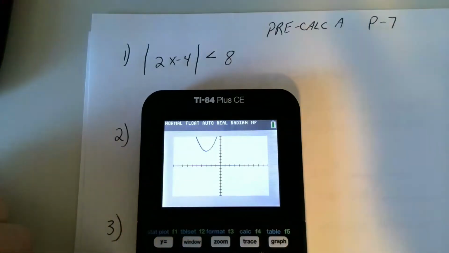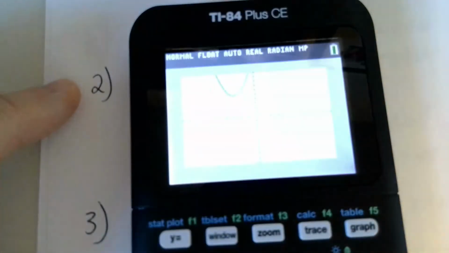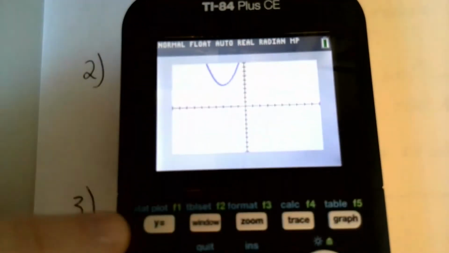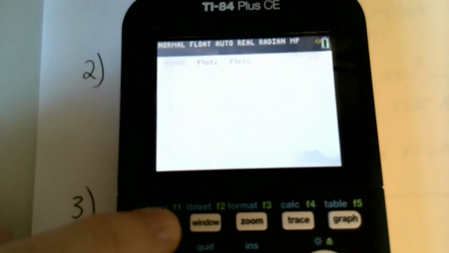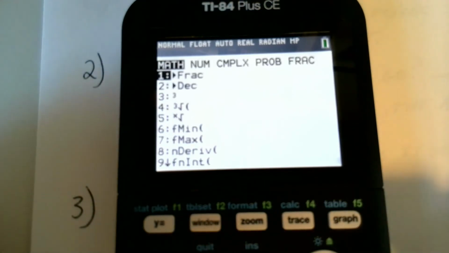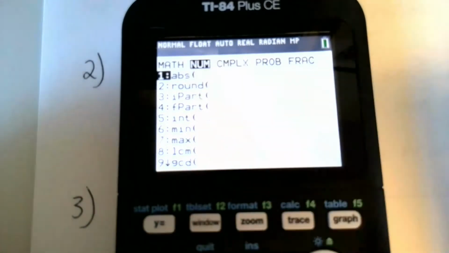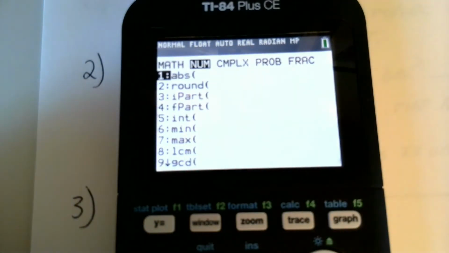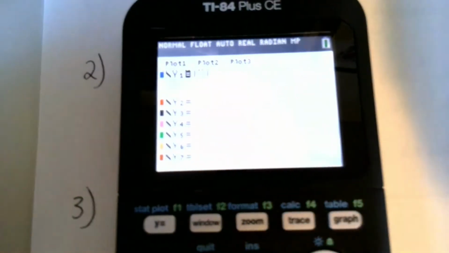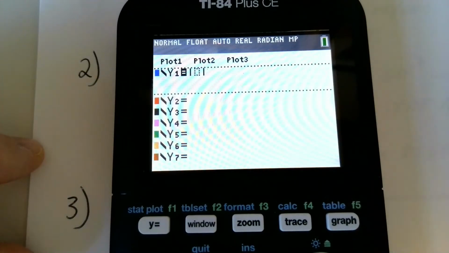So I'm going to go ahead and turn this on. Blow this one up right here. My first problem is the absolute value of 2x minus 4 is less than 8. So I'm going to go to my y equals, clear. I'm going to put in absolute value symbols, which is under math and num. Math is a key just below the alpha on your calculator, and num is the second one. And then we hit ABS. Newer calculators are going to show those vertical lines like that. Older calculators are going to have ABS in a set of parentheses.